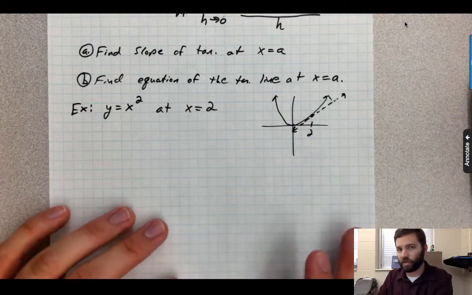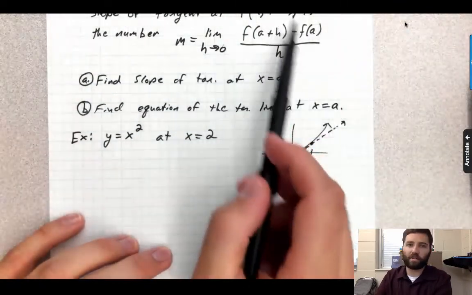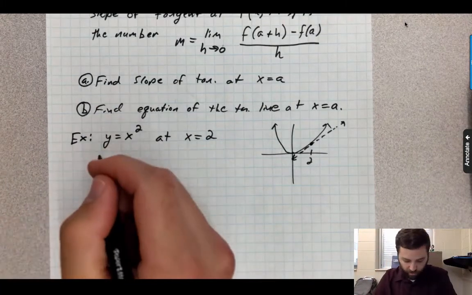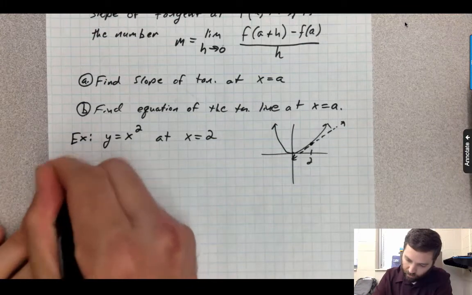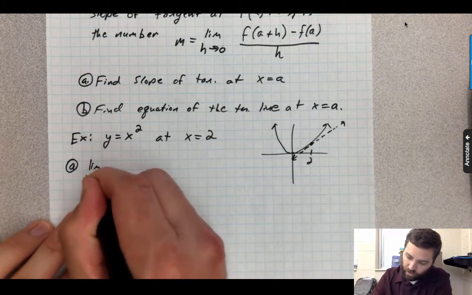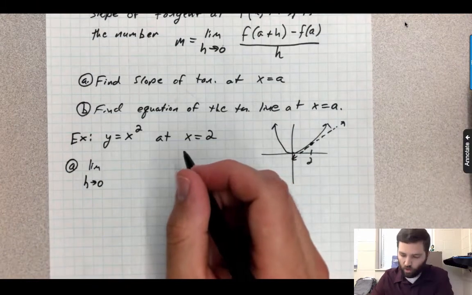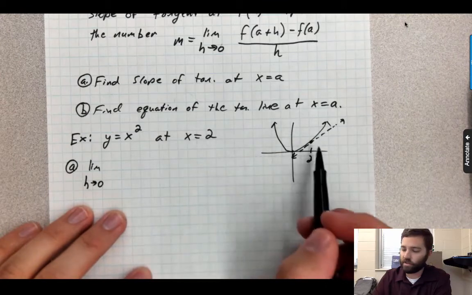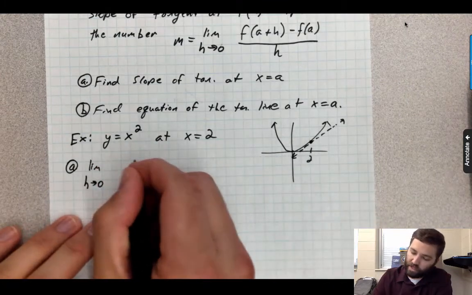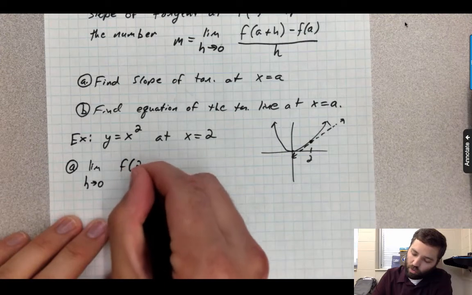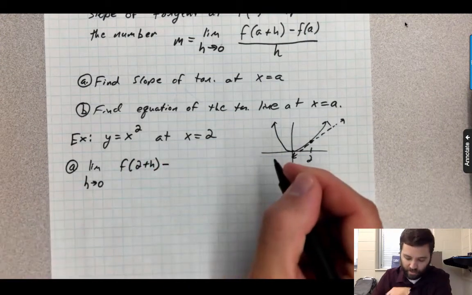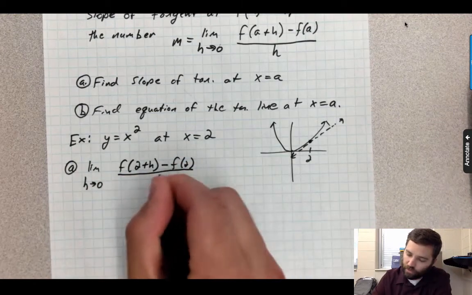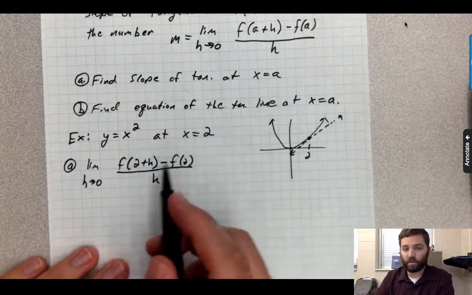Well, we know how to find the slope of a tangent line, or at least we're about to know how. It's using this limit right here. How might we use that limit? Well, let me show you. For part A, we have the limit as h approaches 0 of f of a plus h. What does that mean? Well, a is the x value that we're analyzing. So that's 2, right? So we want the limit as h approaches 0 of f of 2 plus h, minus f of 2, all divided by h. What we're hoping here is that this will end up being a number.